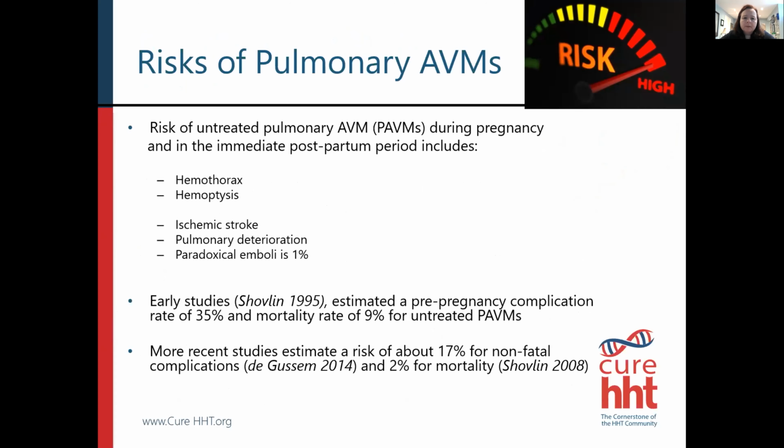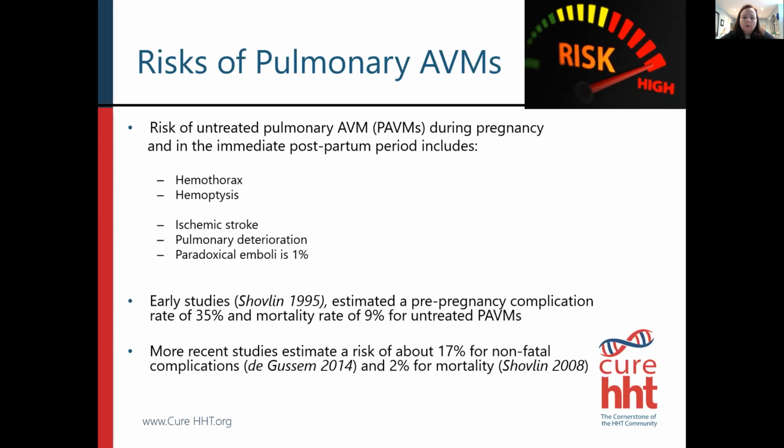So what are the risks? The risks of pulmonary vascular malformations during pregnancy and the immediate postpartum period are the same as those outside of pregnancy. It's just that they have a higher chance of happening because of the pregnancy changes that we've discussed. You can develop bleeding into the chest, you can start coughing up blood, or hemoptysis, there can be stroke, pulmonary function can deteriorate, and there may be what's called paradoxical emboli in about 1%.